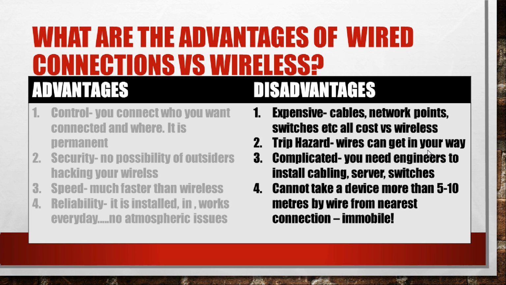It can be a trip hazard. Wires can get in your way, which can be a bit of an issue. They can dangle down. There's health and safety issues. Also, it can be quite complicated. You need engineers to install cabling into roofs, under floors. You've got to have switches, and you've really got to plan your network. You need to really plan this rather than just broadcasting Wi-Fi across a certain area.